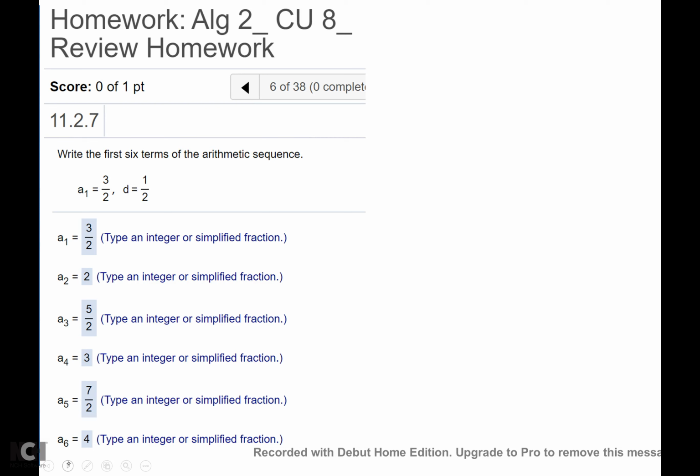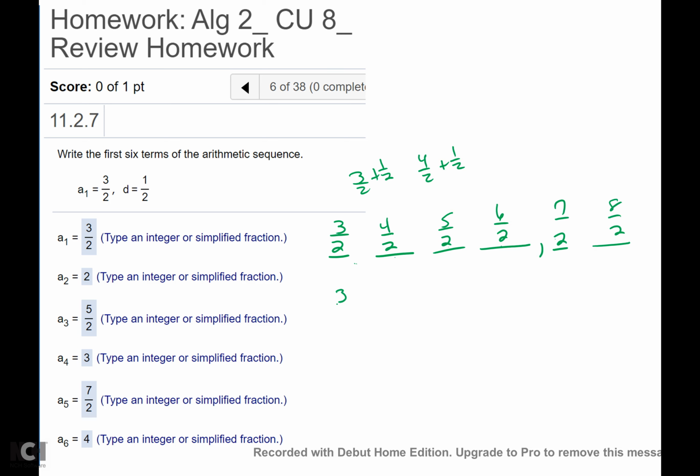Okay, write the first 6 terms of this arithmetic sequence. It's telling you that the first term is 3 halves. To get the next term, I take 3 halves and I add a half, which would be 4 halves, which they reduce down to 2. To get the next term, I take 4 halves and add a half, which gives me 5 halves. And you can keep writing out the math if you want, but all they're doing is increasing the numerator. So 6 halves, 7 halves, 8 halves. The only thing is they reduce. So this is 3 halves, this is 2, 5 halves, 3, 7 halves, 4.